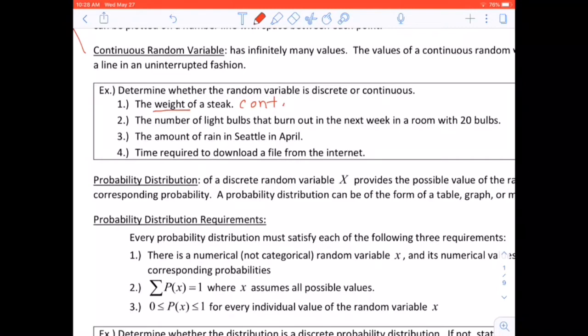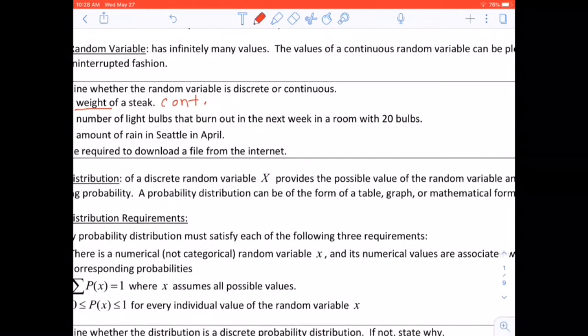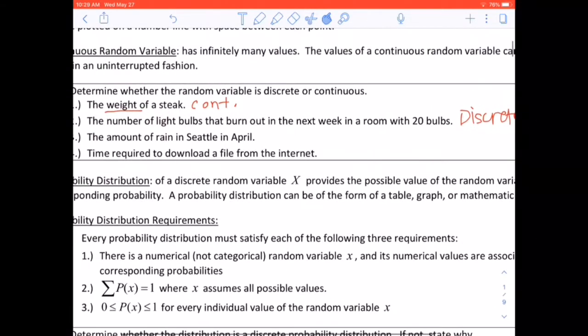The next one that we have is the number of light bulbs that burn out in the next week in a room with 20 bulbs. You can count those, so that is an example of a discrete random variable. The next one is the amount of rain in Seattle in April. Since we're talking about the amount of rain, that is going to be continuous. And then time required to download a file from the internet. Again, time is something measurable, so this is also continuous.